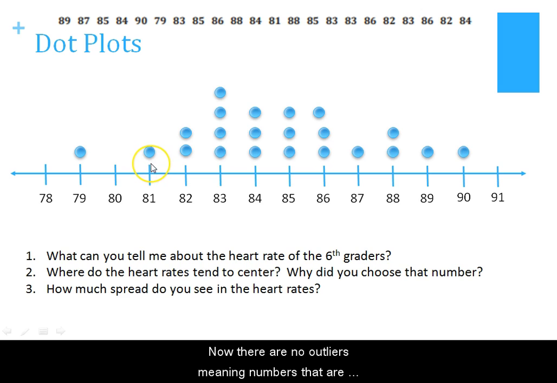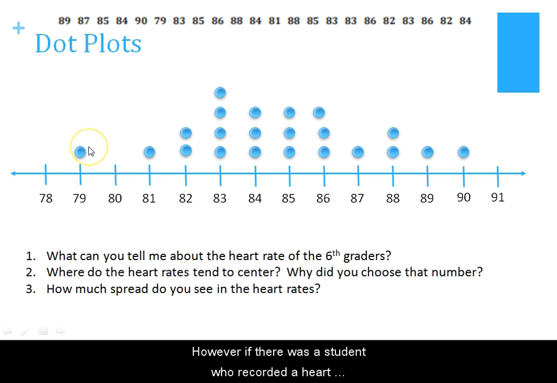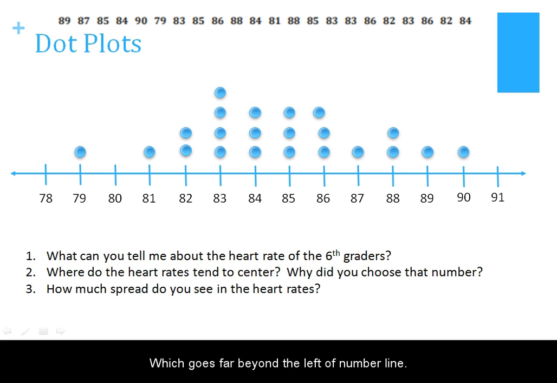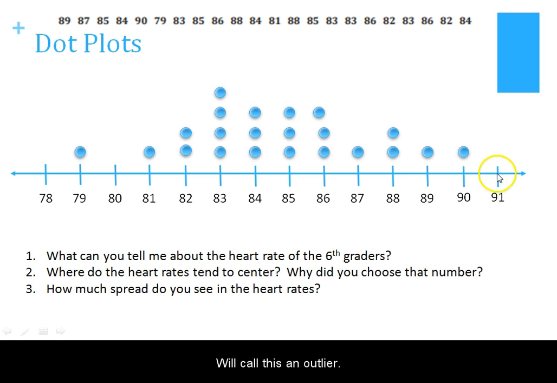Now there are no outliers, meaning numbers that are way out there or different from the numbers in the set. 79 is close enough to 81, and even though there is a gap between these two values, we wouldn't call that an outlier. However, if there was a student who recorded a heartbeats per minute rate of, let's say, 50, which goes far beyond the left of the number line, or let's say 120, those values of 50 and 120 will be way different than the rest of the data. We would call this an outlier.